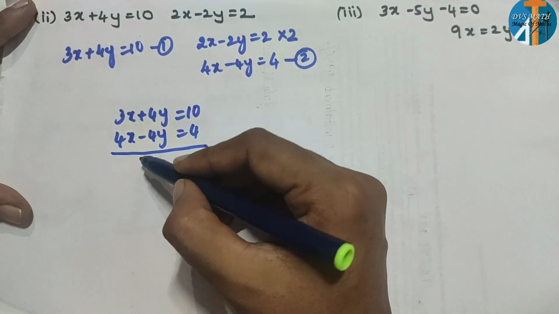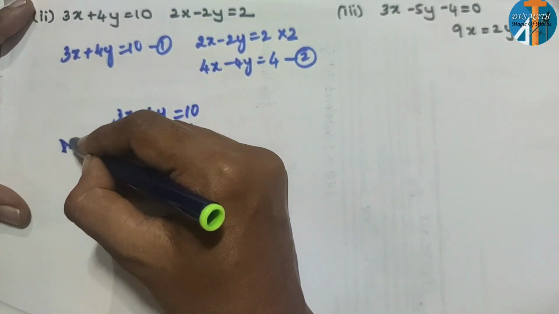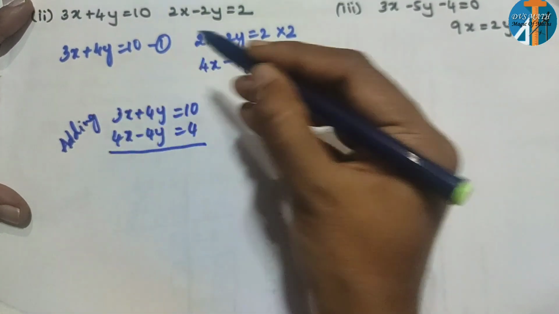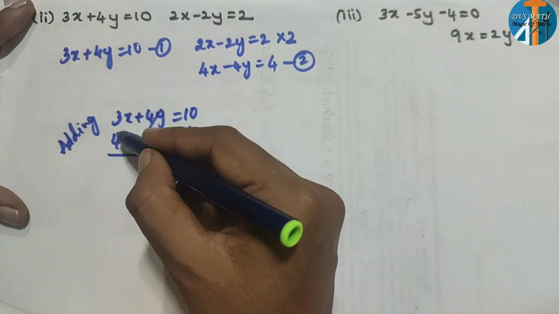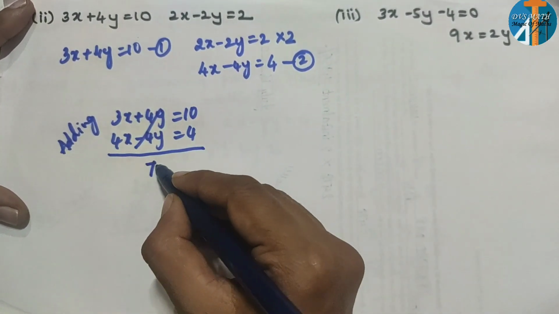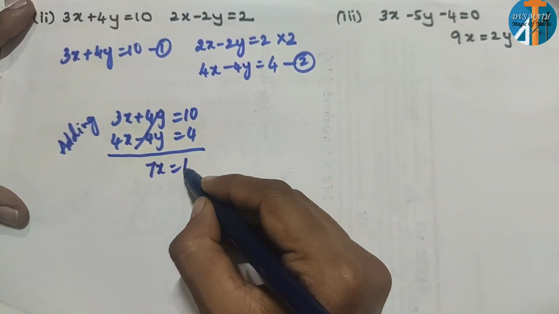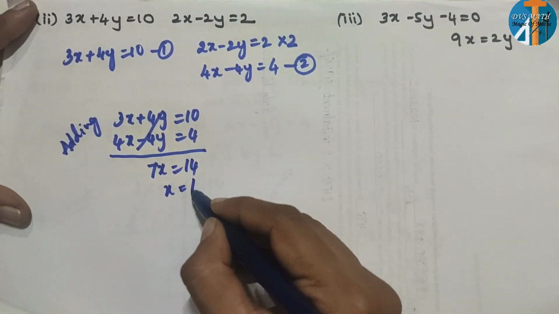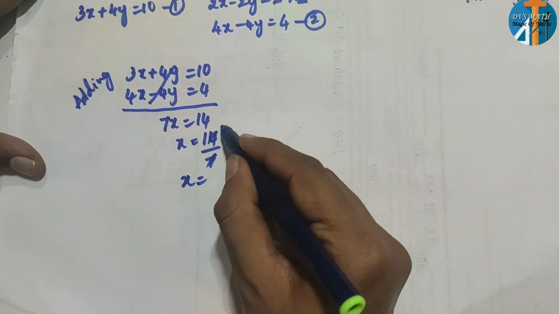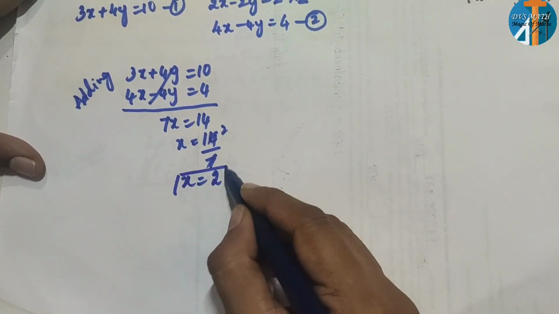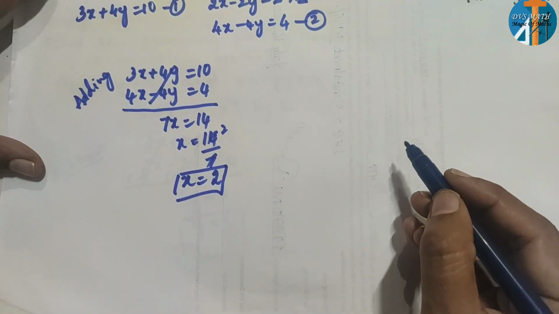So if you are not changing any sign, what are we doing? Adding. So cancel it. Plus 4y, directly. Adding means you have to add. 3x plus 4x, 7x. 10 plus 4, 14. X is equal to 14 by 7. So what happens? X is equal to 2. You got the value of x. X is equal to 2.